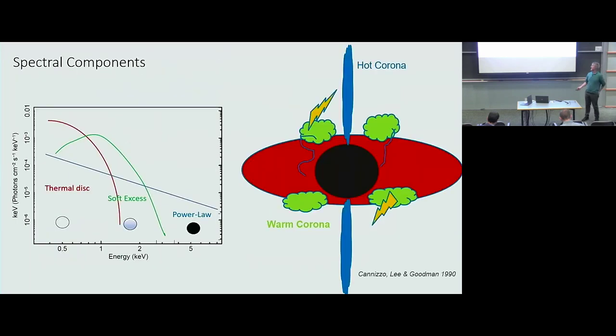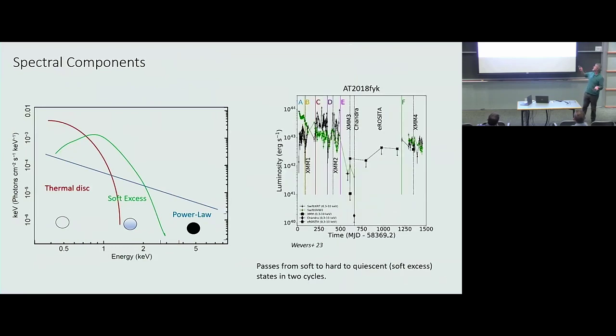We have 3 states effectively in the X-rays, or 3 spectral components. There's the thermal disk, from the disk. There's the soft excess, which is from a warm corona, we believe, with electrons of around a few keV. And then the famous power law, the AGN power law, which is from much hotter electrons, which are in some sort of state very close to the black hole, but we're not quite sure what it is yet.